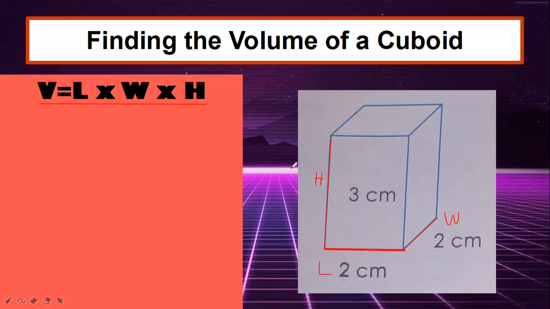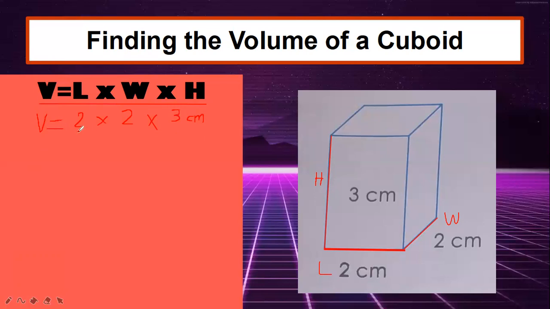Now that we have identified our cuboid, all we have to do is input that information. So length is equal to 2 centimeters times width, which is 2 centimeters as well, times our height, which is 3 centimeters. This is almost a cube instead of a cuboid. If this is 1 centimeter less, this shape would be a cube. Do not forget to write volume is equal to.